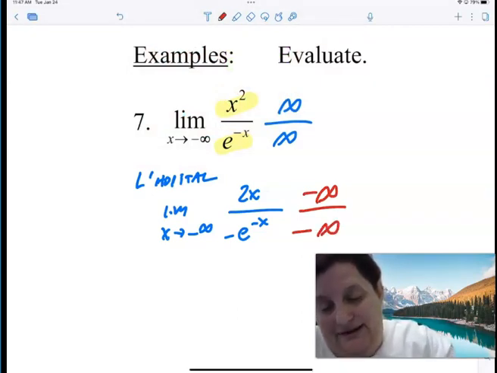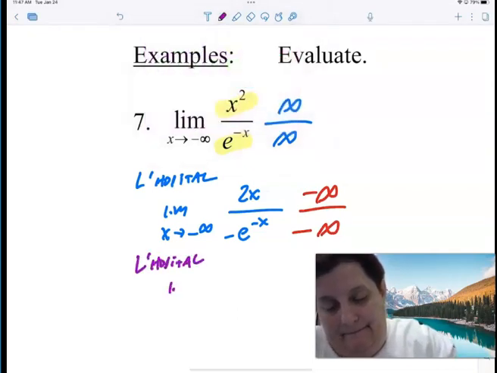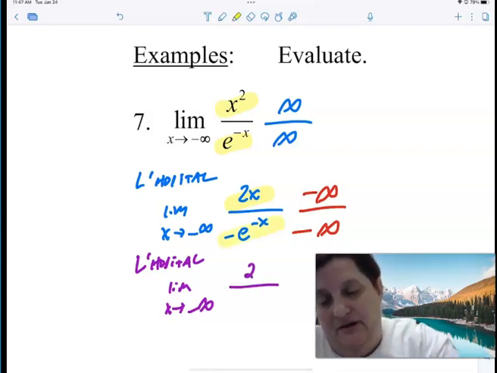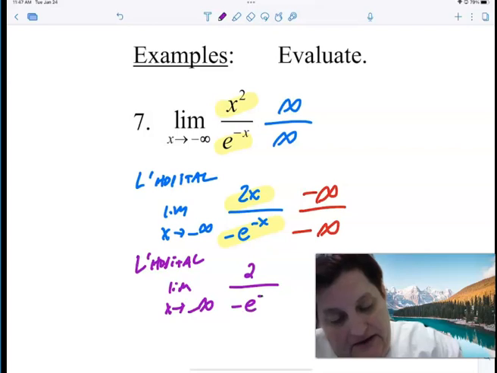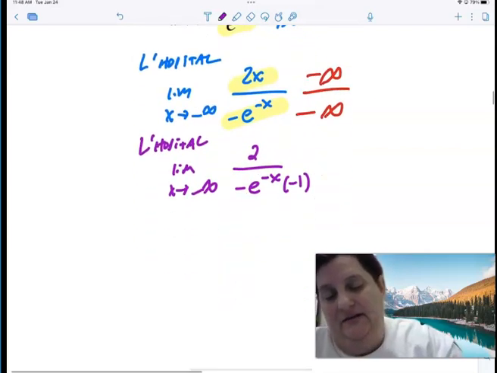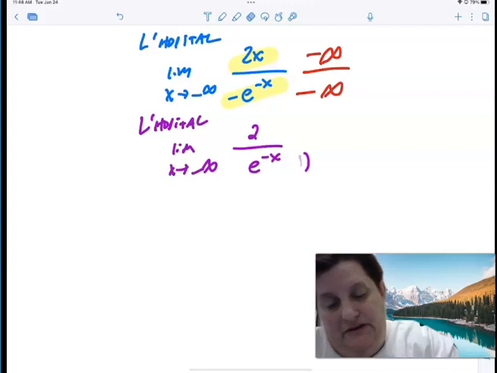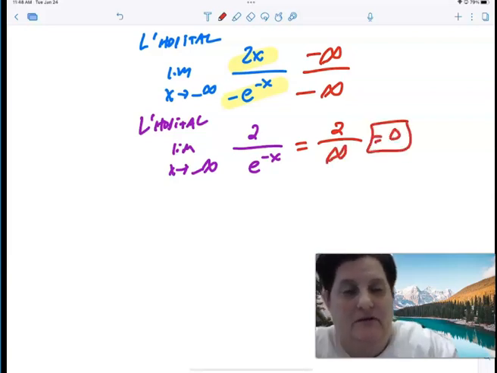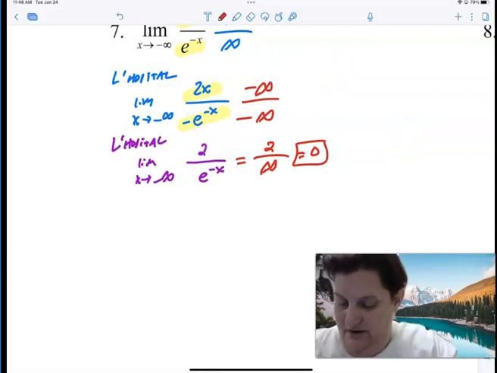So I'm going to do L'Hopital again. And this time I do derivative of the top. Okay, that's 2. Derivative of the bottom. Okay, that's negative e to the negative x times another negative. Well, that just means I can cancel out those negatives, okay? At this point, when I go to plug in, I get 2 over e to the positive infinity, which goes to infinity, and anything over infinity goes to 0. Okay, so I can get that way.